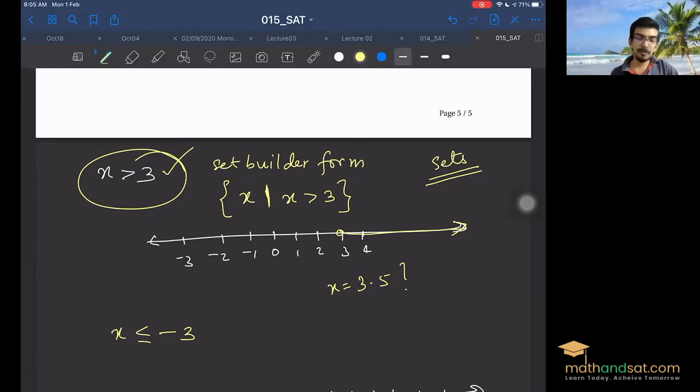3.5 is going to be a solution because 3.5 lies on the right side of 3 on the number line. So don't be under the impression that only integers will form the solution set. It is not the case. You can have any rational number, any irrational number as a part of the solution set. So 3.5 is the solution because 3.5 will lie somewhere here, between 3 and 4 on the number line.